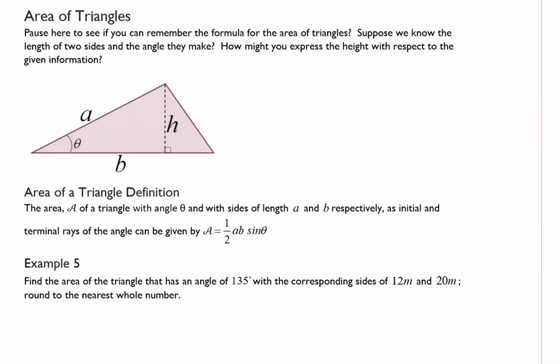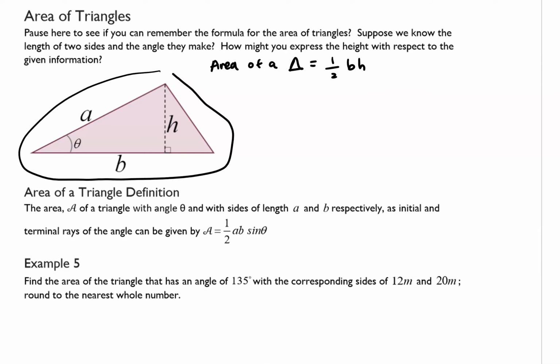Now we're going to talk about area of triangles. Pause here to see if you can remember the formula for the area of a triangle. Suppose we know the length of two sides and the angle that they make. How might you express the height with respect to the given information? If you remember from geometry, the area of a triangle is equal to 1/2 the base times the height. However, in this example, let's say we know a, we know b, and we know theta, but we don't know h. Luckily, we have trigonometry now under our tool belts.